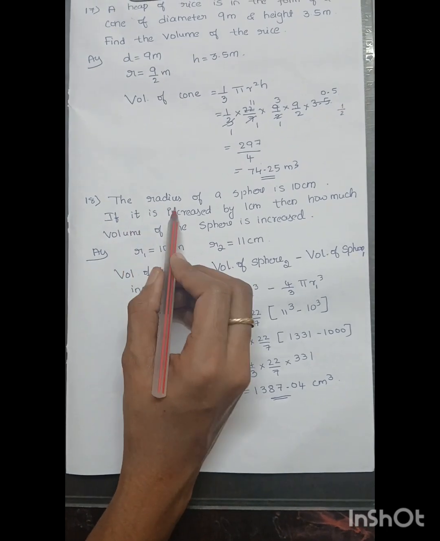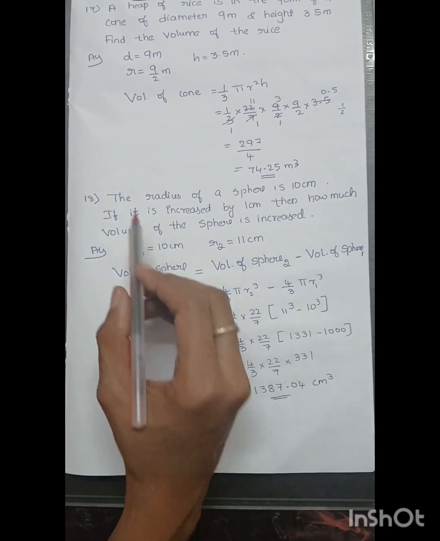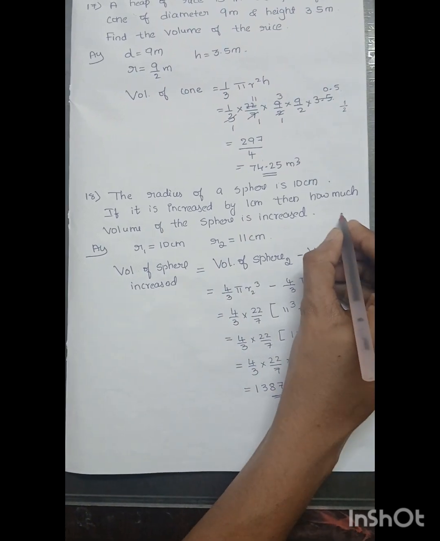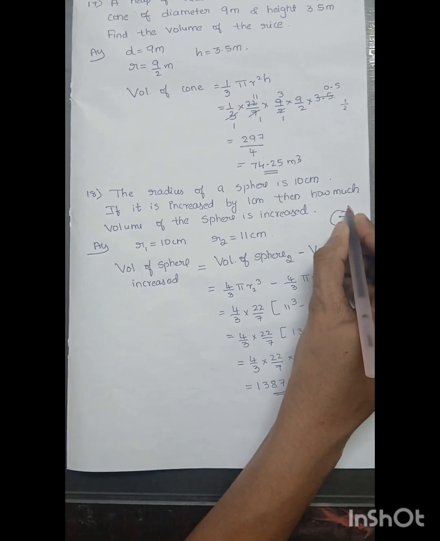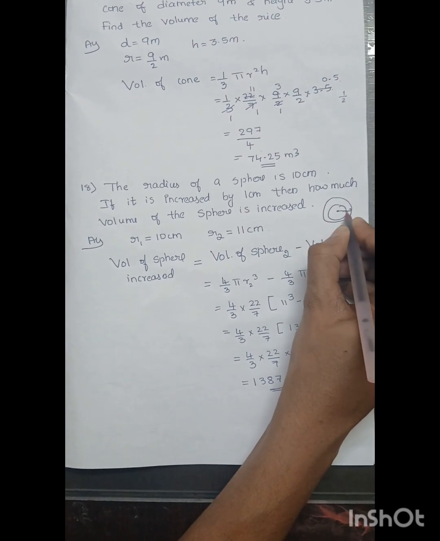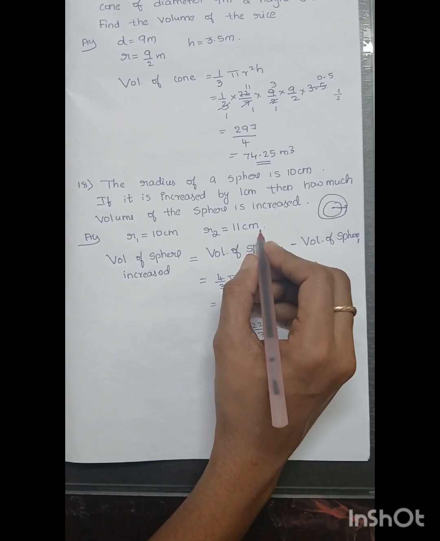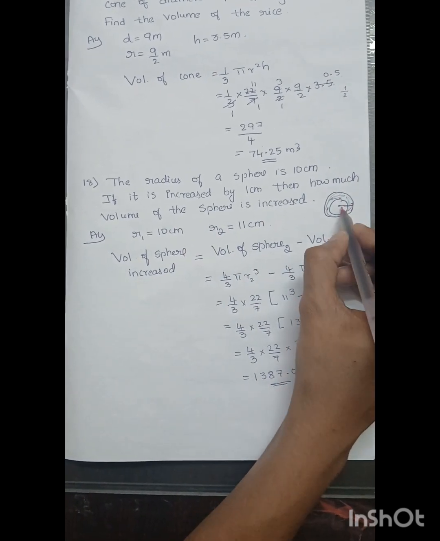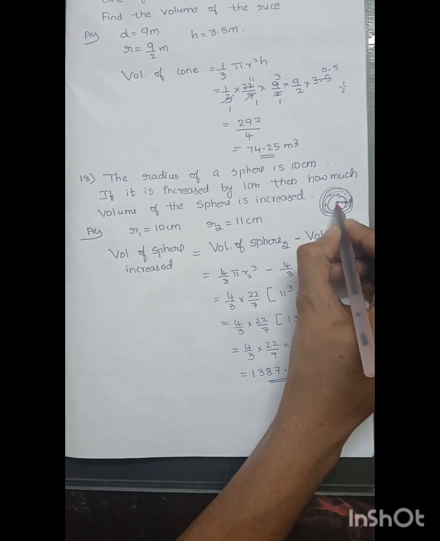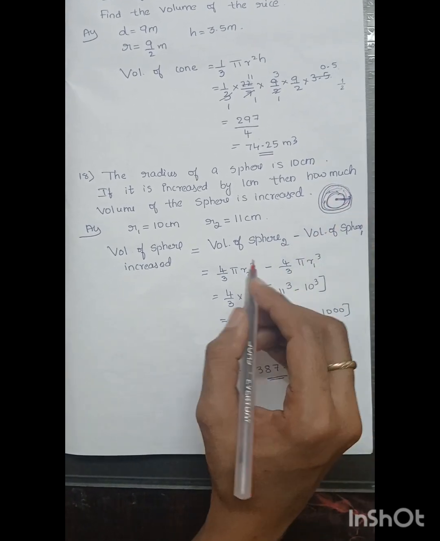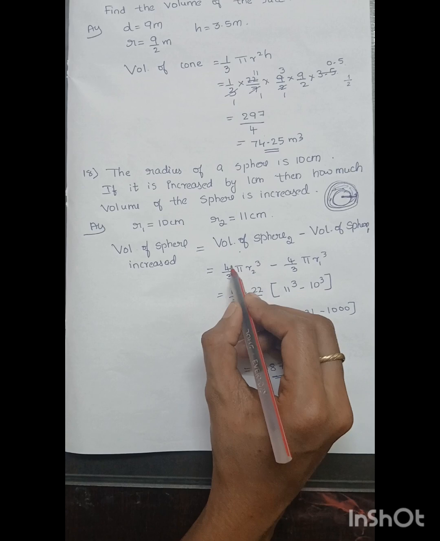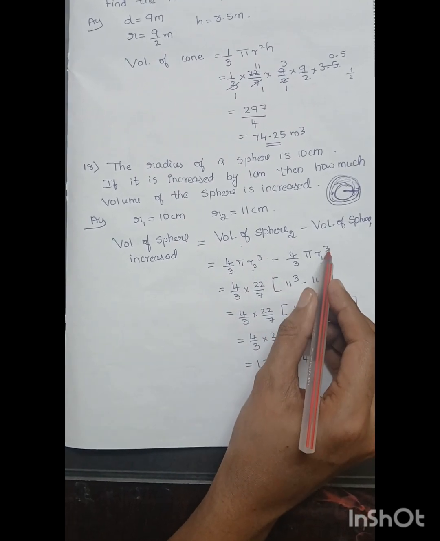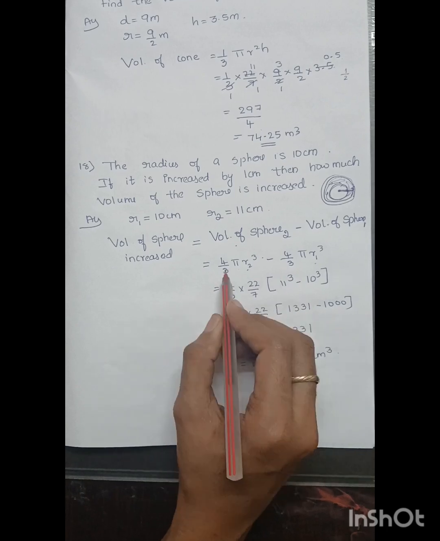Next one, the radius of a sphere is 10 centimeter. If it is increased by 1 centimeter, that means radius becomes 11 centimeter. Find the volume of the sphere, the increased portion we have to find. So volume of outer sphere minus volume of inner sphere. Volume of sphere is equal to 4 by 3 pi r cube. So r2 cube minus r1 cube. 4 by 3 pi is common in these two.